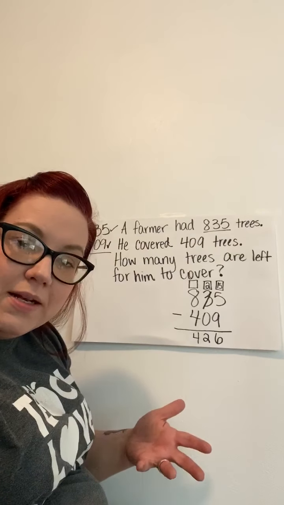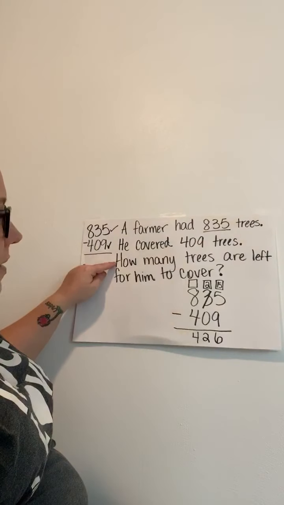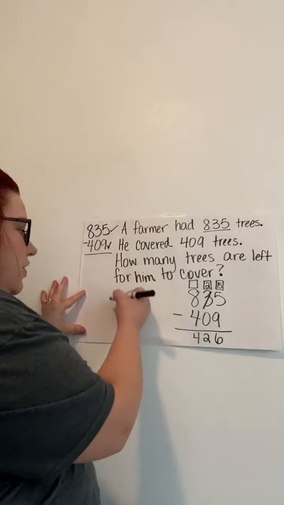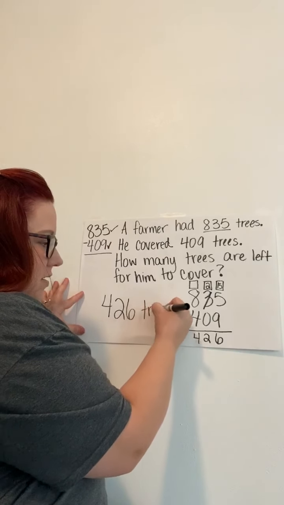But what does that mean? 426 what? I look back at my question. How many trees are left for him to cover? So there are 426 trees.